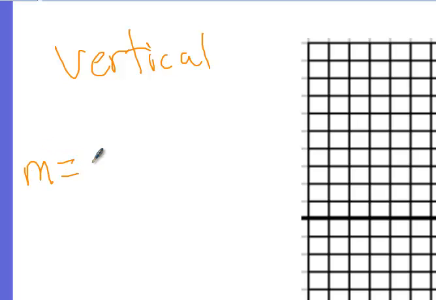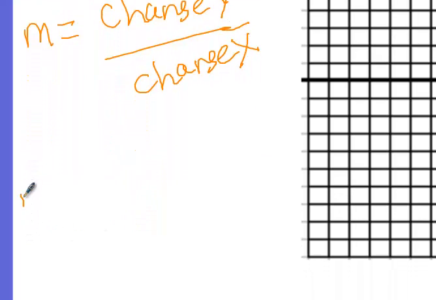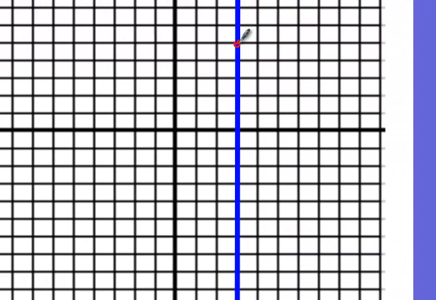Right, now if we know this is a vertical line, because it goes straight up and down, okay? Again, slope is change in y over change in x. Hopefully, just by looking at this, we know what the slope of every vertical line is going to be. But I'll just do an example of this one.